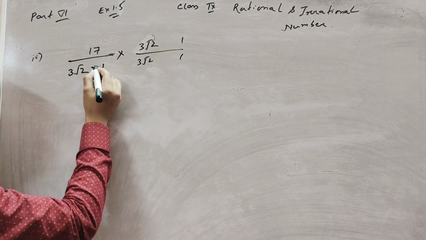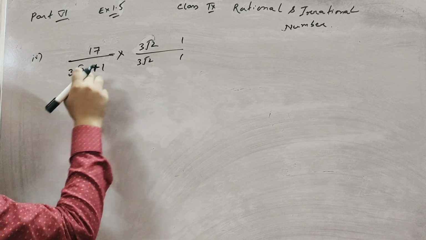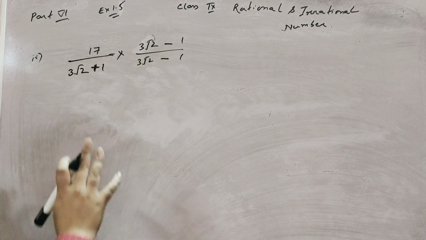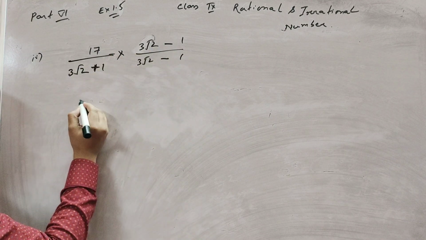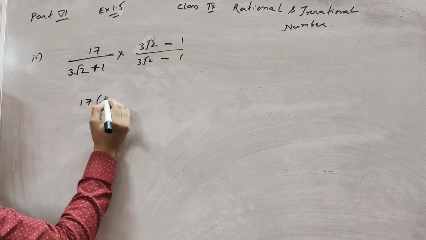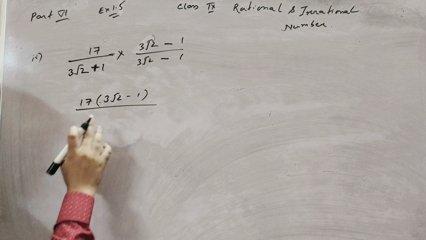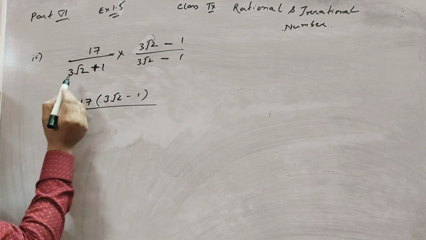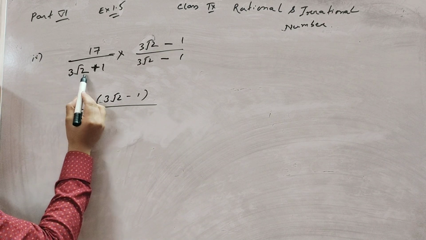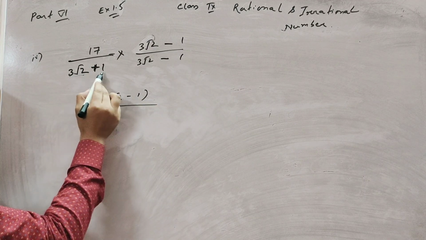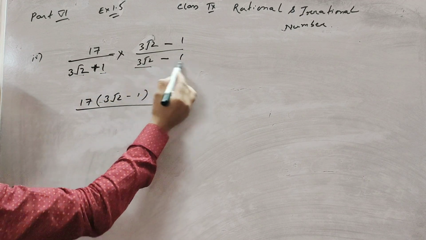But the sign is opposite. What is here? Plus, so here is minus. Done? Okay. Multiply this to 1. 17, we write that 3 root 2 minus 1. Okay, now this one. You see 3 root 2 plus 1, 3 root 2 minus 1. It looks like a plus b, a minus b.